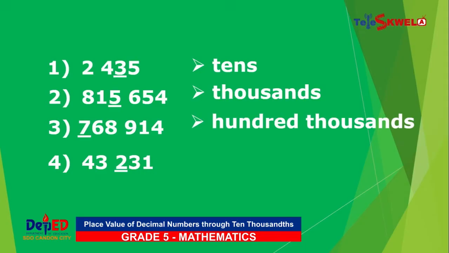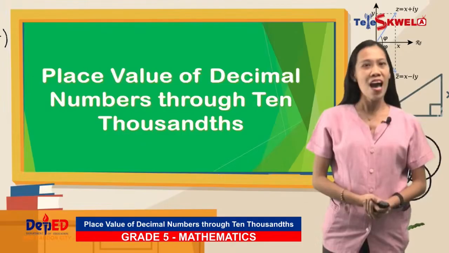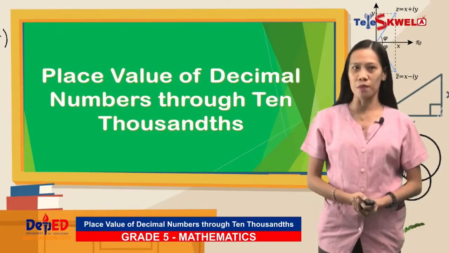Number 4, 43,231. What is the place value of 2? 2 is in the hundreds place value. And number 5, 165,785. What is the place value of 6? 6 is in the 10,000s place value. I am very sure you got it all correct. That's a very good job.